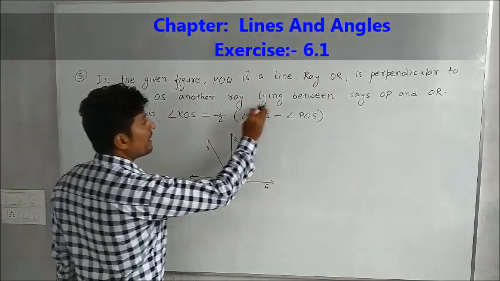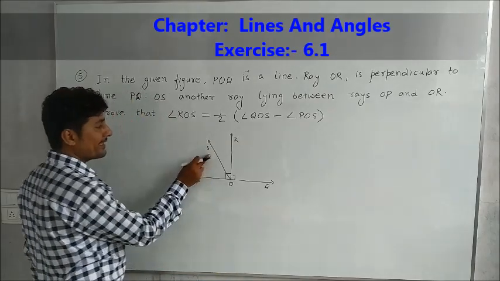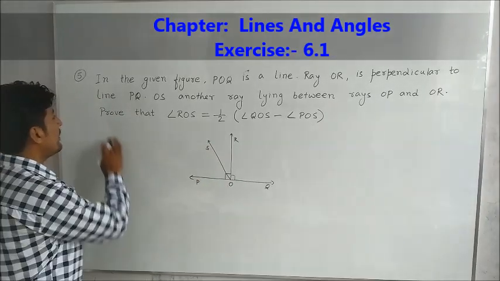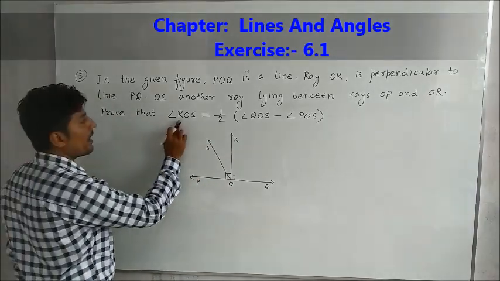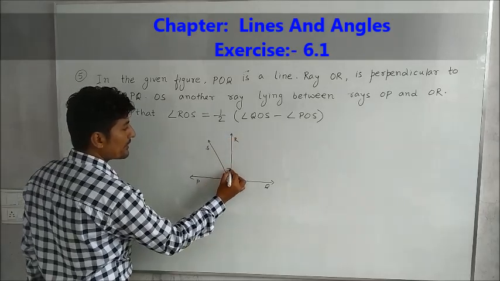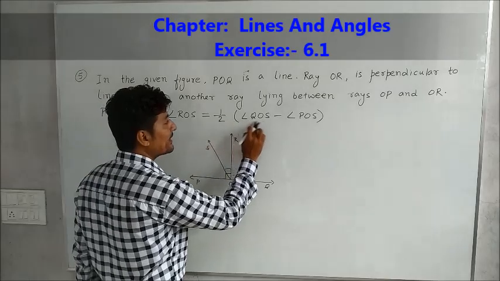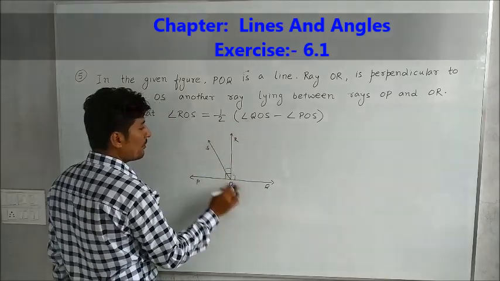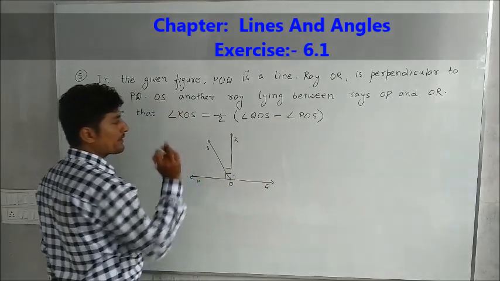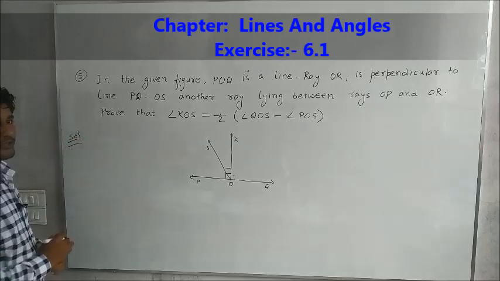OS is another ray lying between rays OP and OR. Then we have to prove that angle ROS equals 1 upon 2 multiplied by the difference of angle QOS minus angle POS. This we have to prove. So let us see how to prove this. Let us see the solution.